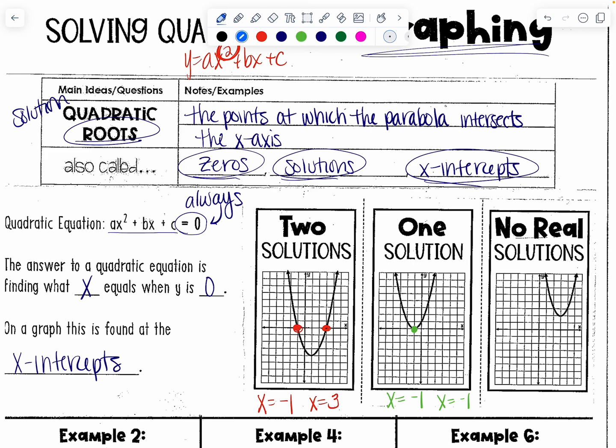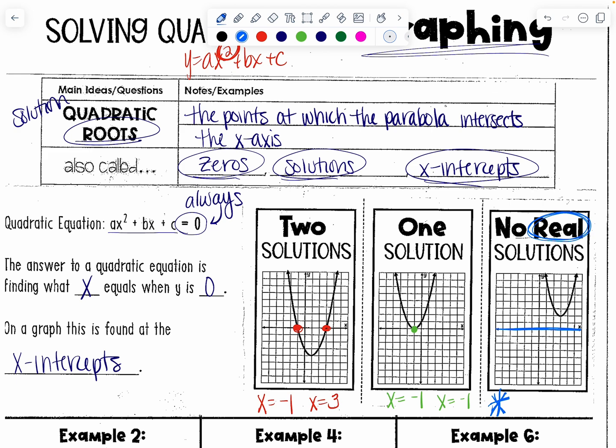Finally, we have where there's no real solution. Here's my x-axis. I know it's kind of hard to see, but notice that my parabola is above it, and I don't actually ever cross it. So we say no real solutions. Notice this word real. That's really important. You can say this with graphs, and I'm going to put a big star here because you can only say this with graphs. If you see a graph like this, then you can say no real solutions.